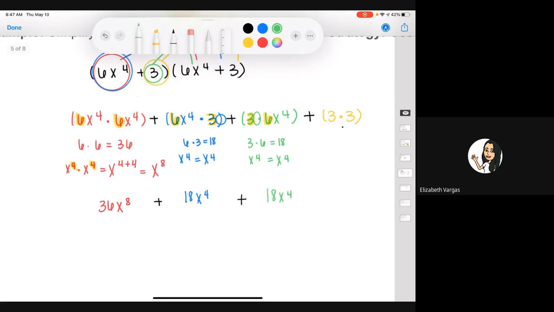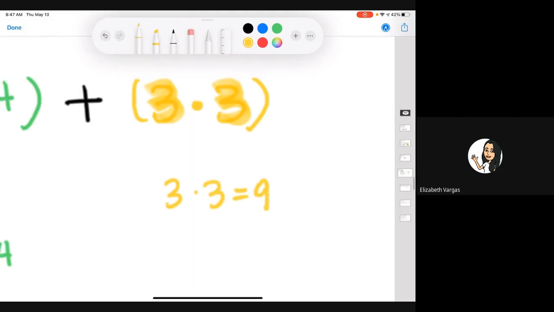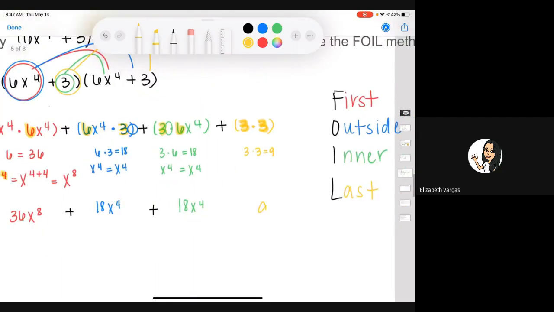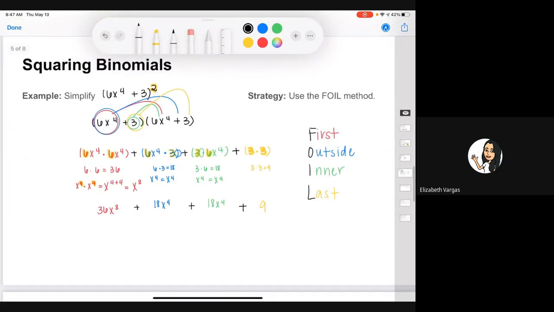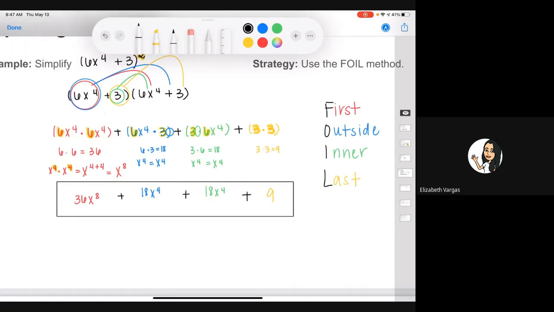So I'm slowly getting my equation, and now I have this last one. I don't see any x's here. I only see whole numbers. So 3 times 3. 3 times 3 equals 9. And so I'm just dropping that down. Plus 9. And so what you see there is I get a simplified expression of the expression that I originally had.